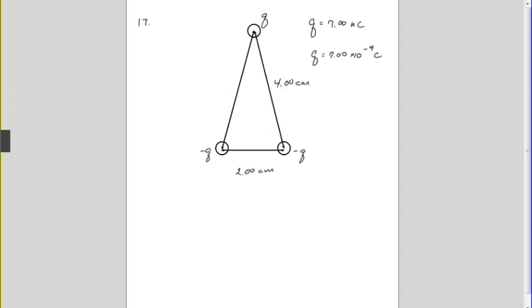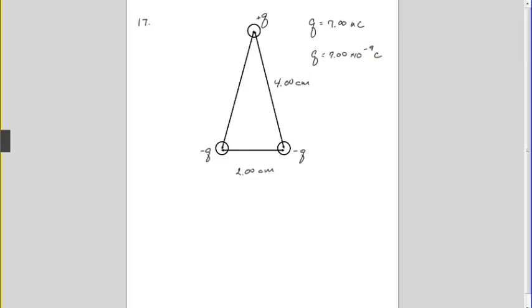This is problem 17, chapter 16. This is a problem about electrical potential. And what we have are 3 charges shown by the circles. This one has a charge of positive Q, and these 2 have charges of negative Q. The value for Q is 7.00 nanocoulombs. And nano is 10 to the minus 9th, so it's 7 times 10 to the minus 9th coulombs.